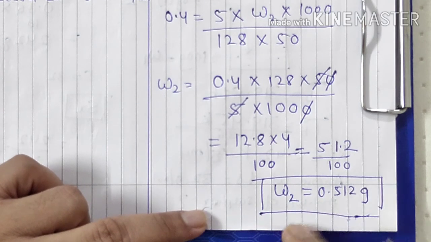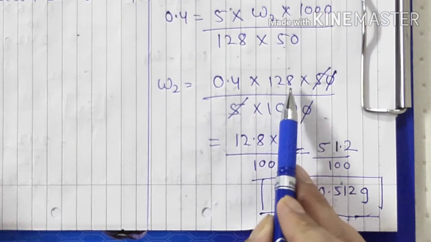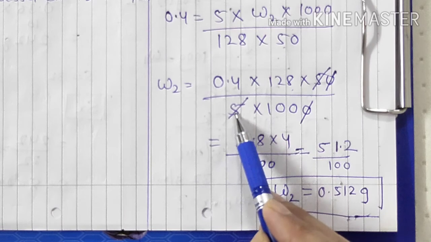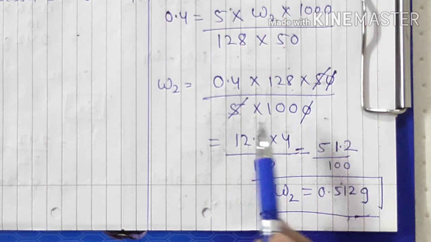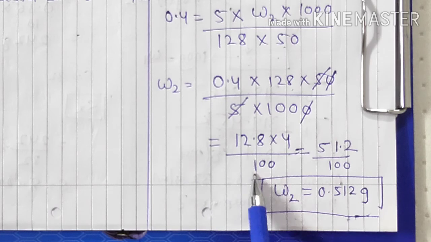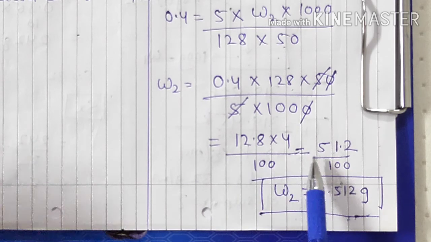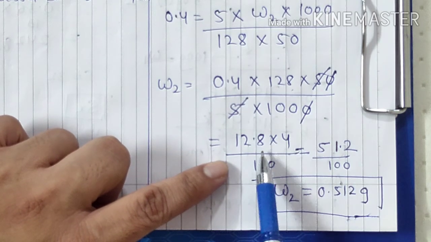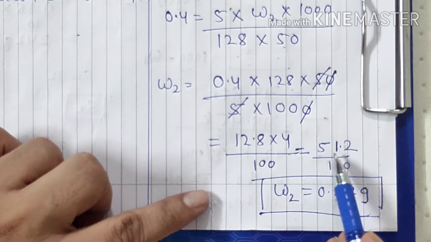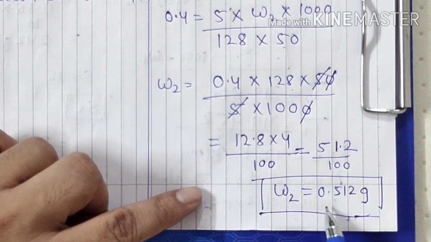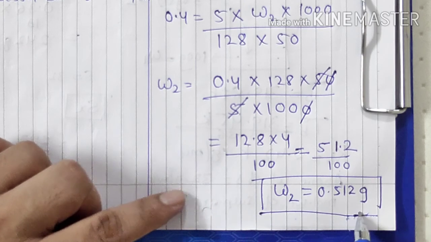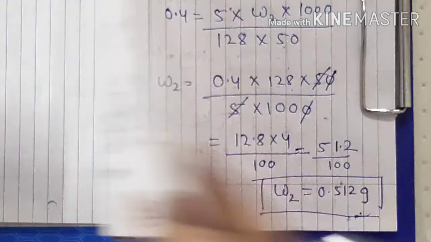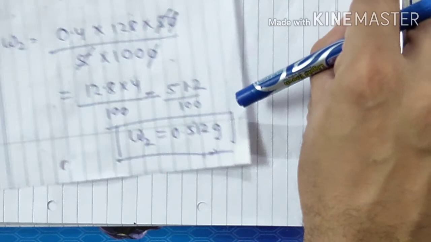Clear? I again explain this. 0.4 into 128 into 50. This 0 got cancelled. 5 get cancelled, right? So 0.4 into 128 divided by 100. 12.8 into 4. What I wrote as 4, and this I write 12.8, right? Just adjusting the things. So 51.2 divided by 100. So the answer is 0.512 gram. Simple. Clear? Okay. So that was the question.